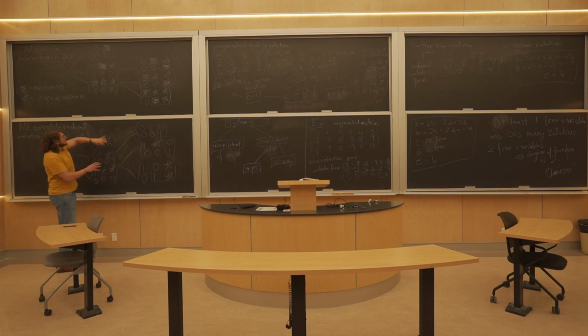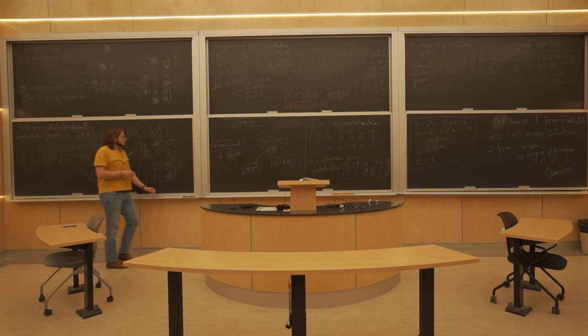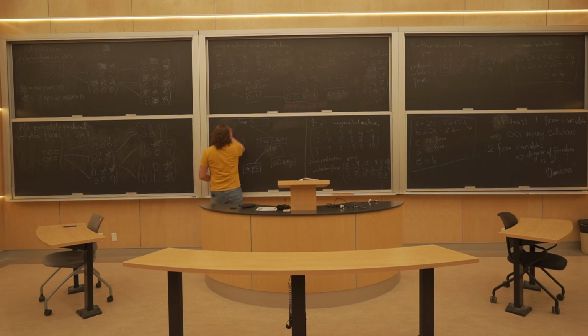The benefit of this over that is that given any matrix, its reduced echelon form is unique, whereas its echelon form is not unique. Okay? So echelon form is not unique. Reduced echelon form is unique.